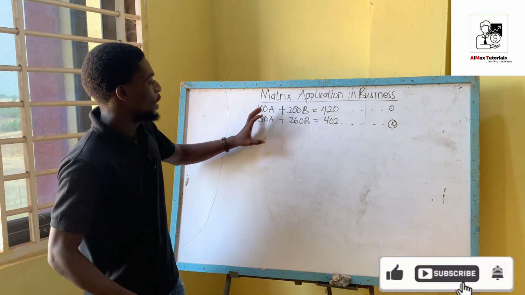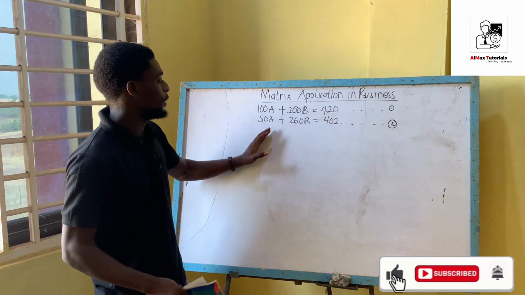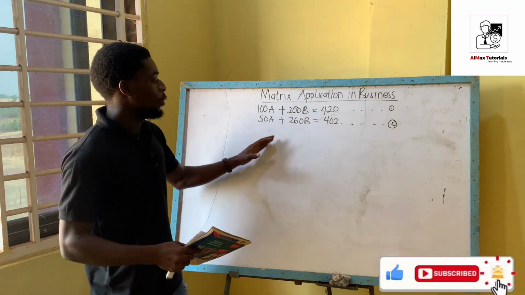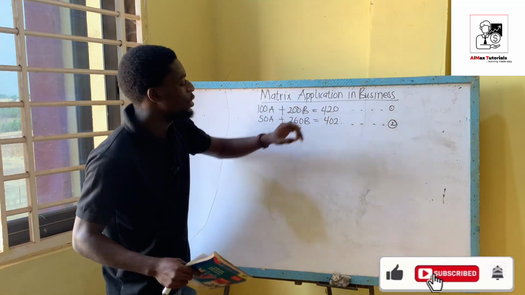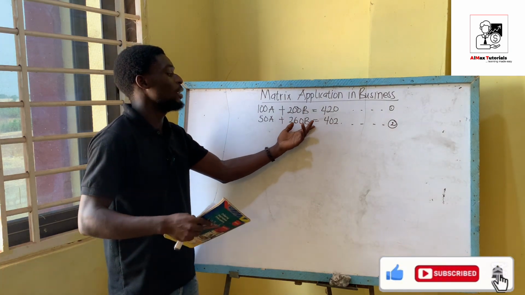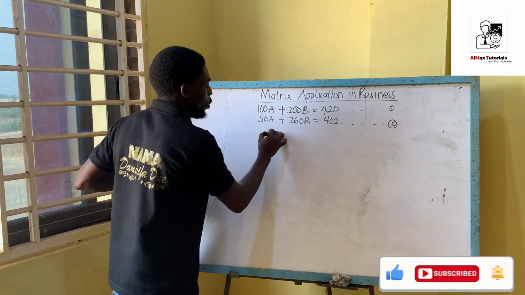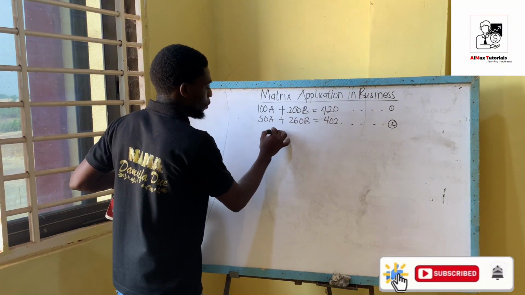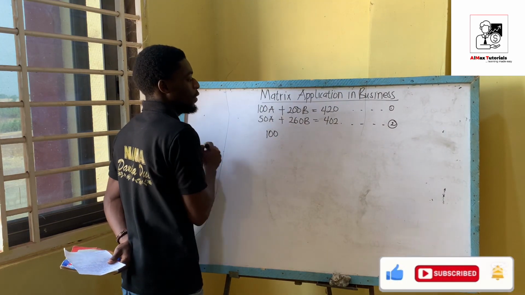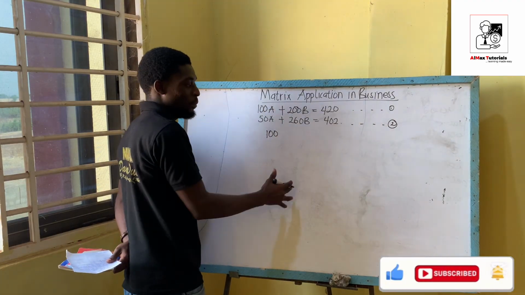Now, we have our equation 1, which is 100A plus 200B equals 420, and 50A plus 200B equals 402. Now, we have to represent these equations in matrix form, because if you don't represent them in matrix form, you can't solve it. So we represent it by taking the coefficient of each variable. We are going to take the coefficient of A, which is 100, and represent them in a matrix form.